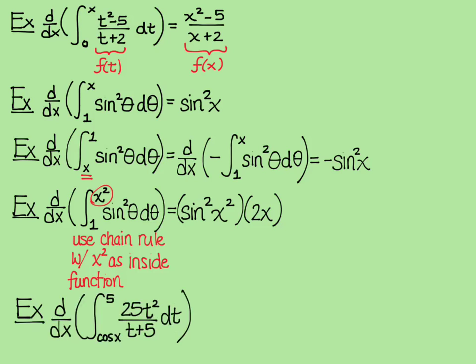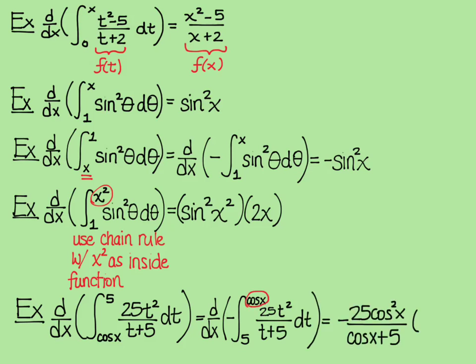Or I could do something crazy like d by dx of the integral from cosine x to 5 of 25t squared over t plus 5 dt. Notice that the x value is not in the top of the integrand. So I first have to switch the order, and then I have to do a chain rule. So first, instead of t's, everywhere I have cosines, and then at the end I multiply by the derivative of cosine, which we know is negative sine.